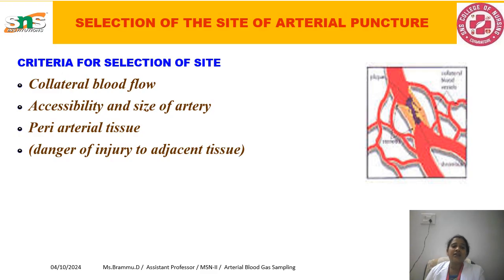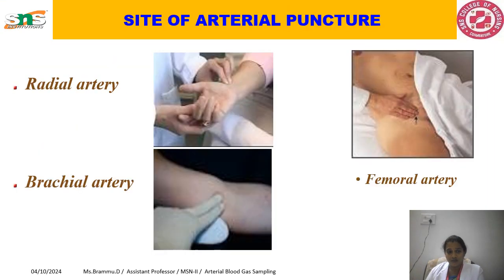And periarterial tissue, see that we are not going to puncture the periarterial tissue area, because there can be ecchymosis around the arterial tissue area as well. So that is the reason you will be going through these criteria before you select the site for puncture.